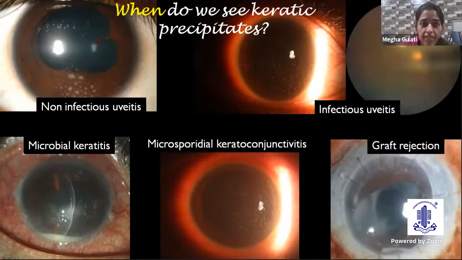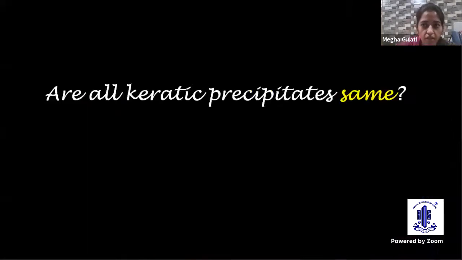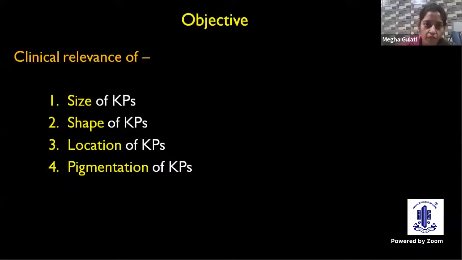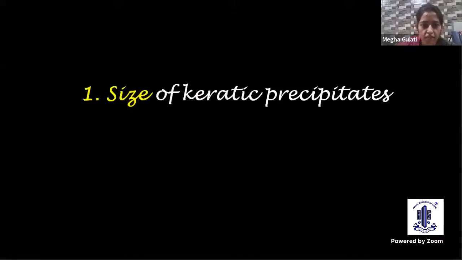But if we see the keratic precipitates in all these pathologies, are they the same? So we will try to answer this question through today's presentation. Are all keratic precipitates the same? If we try to analyze the keratic precipitates, they differ in size. They may vary from small to large. In location, they might be localized or generalized. In pigmentation, they might be non-pigmented or pigmented, and in appearance. So the objective of my presentation today will be dealing with the clinical relevance of size, shape, location, and pigmentation of keratic precipitates.